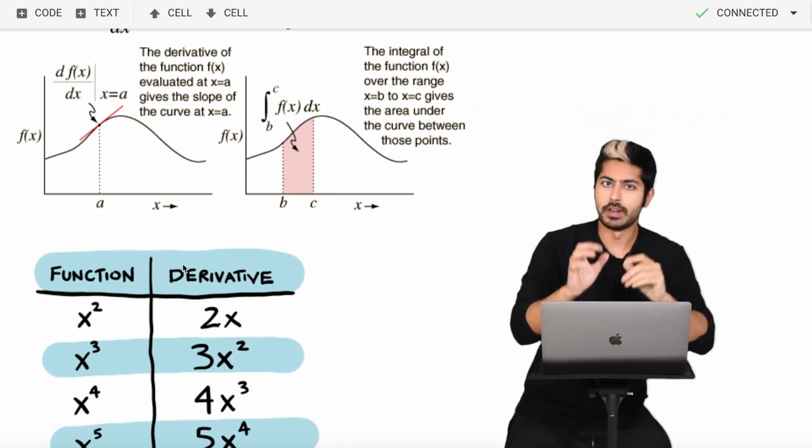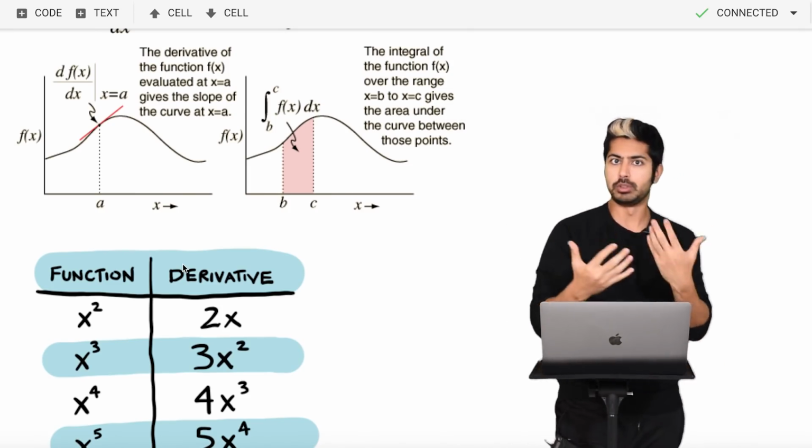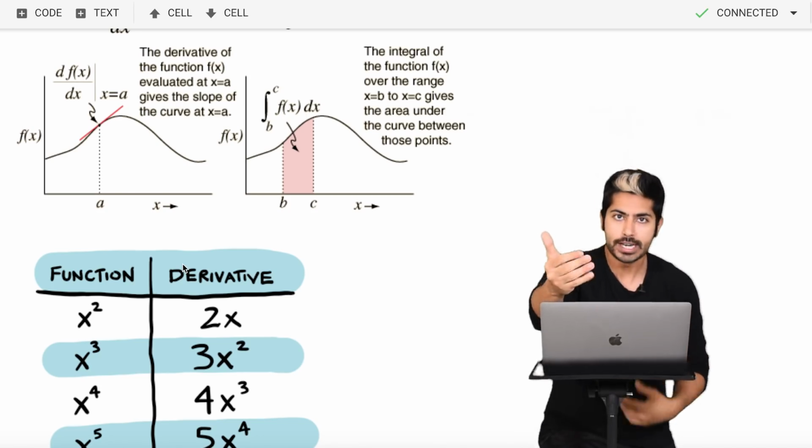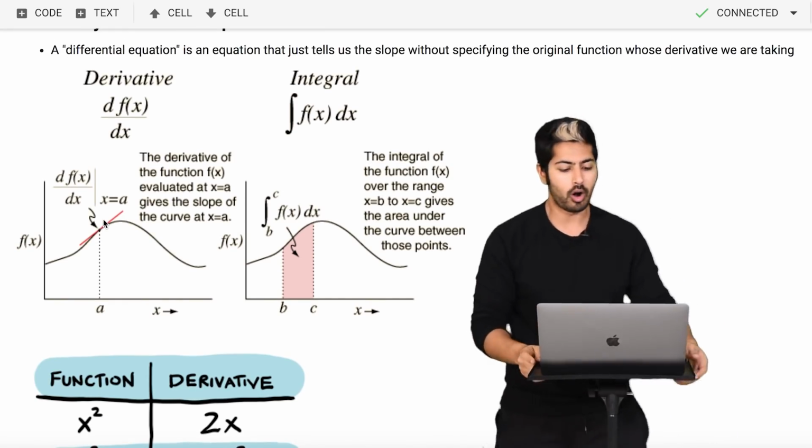Okay, that's the derivative. And we use derivatives a lot in machine learning, right? The derivative helps us compute the gradient that tells us how to update our network. But what we don't use a lot are integrals.